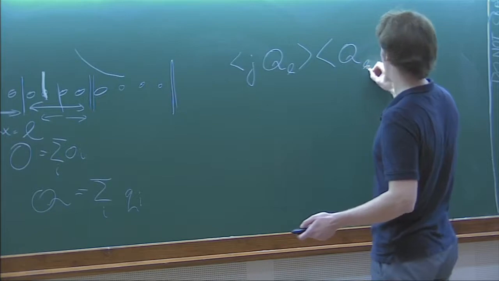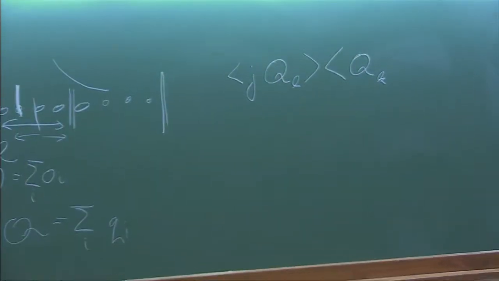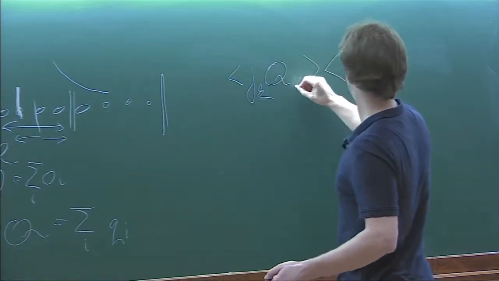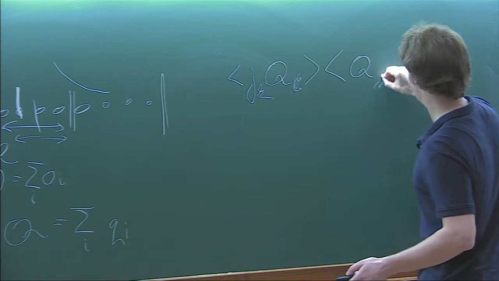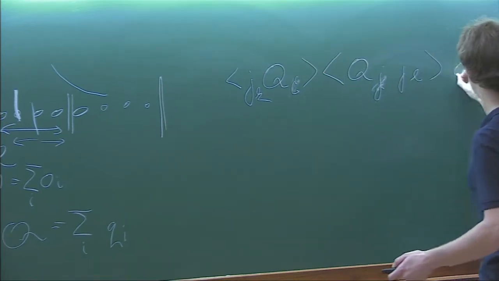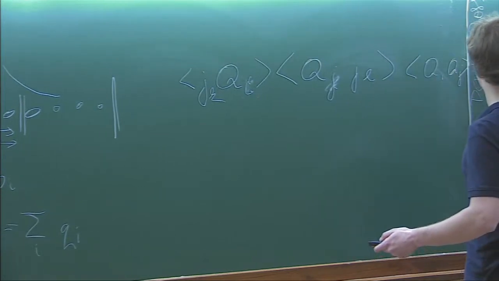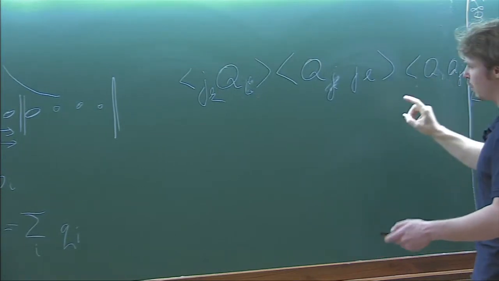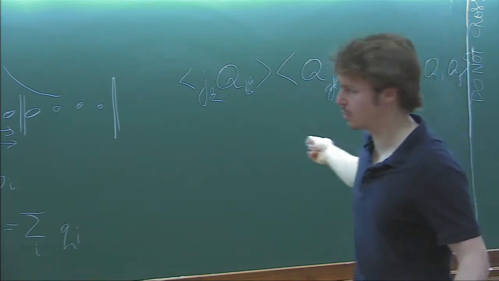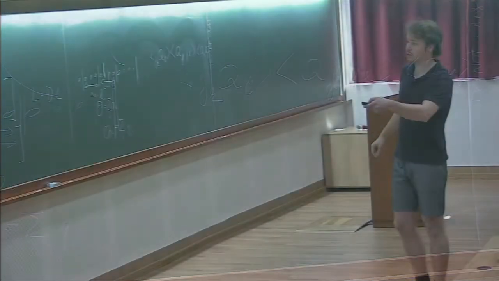J, JKL, then U_ij to the -1. And this, once again, you have to consider as a matrix. So this is an inverse of a matrix. It's not just a number to the -1. So that's what's written here.